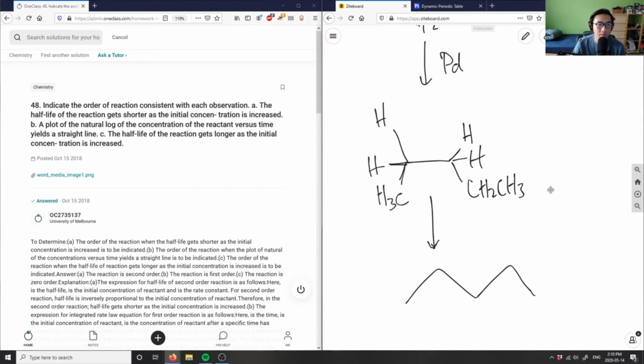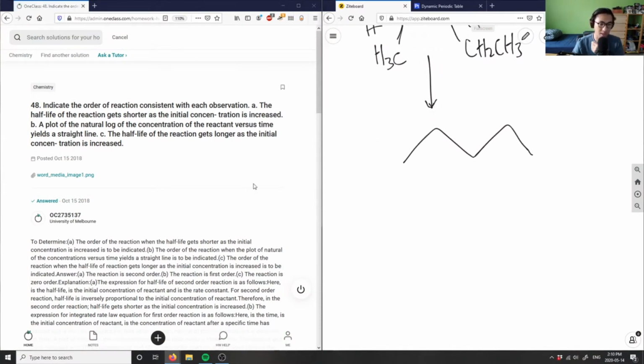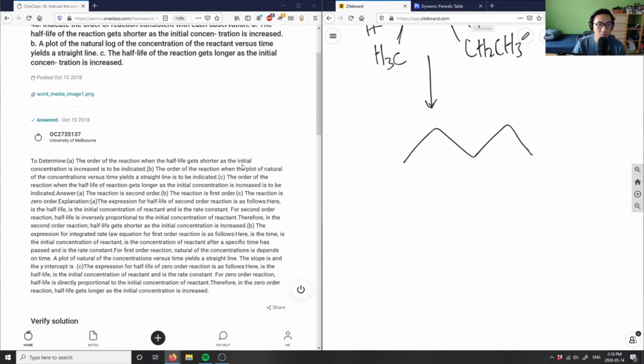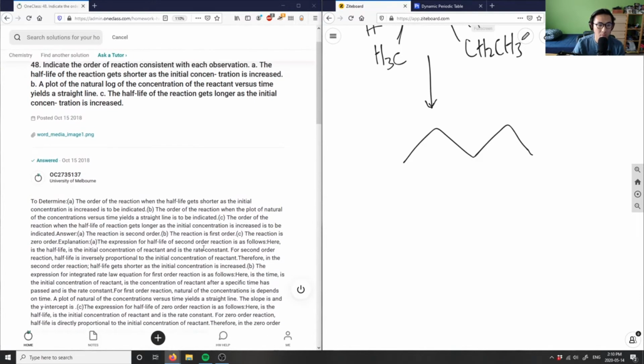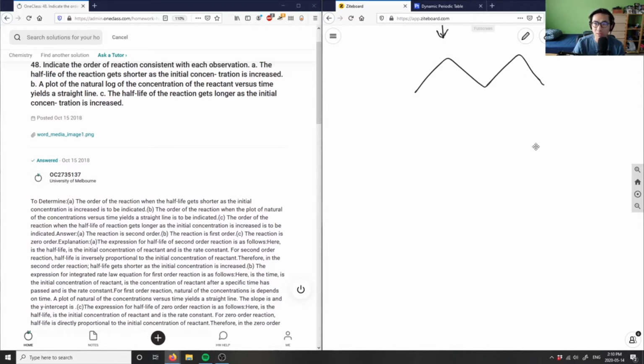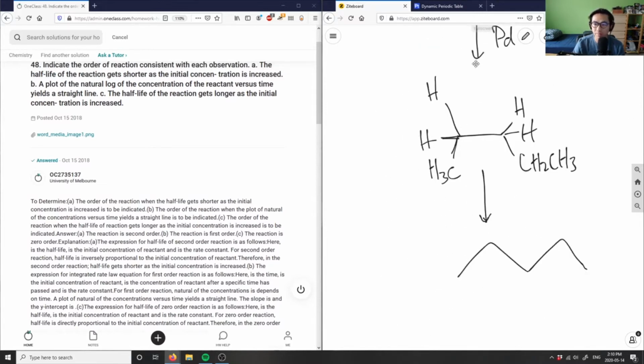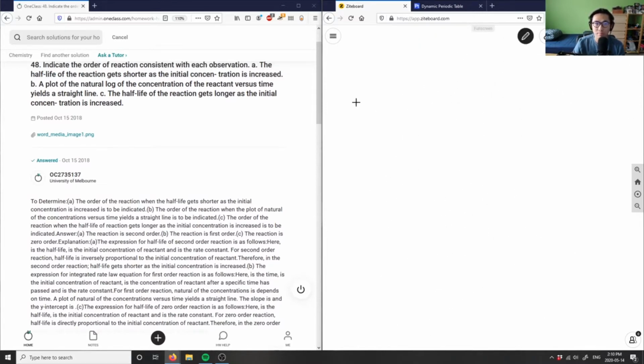Okay, let's look at this problem here. Let's indicate the order of a reaction consistent with each observation. So this solution doesn't really tell us anything here, but I'll read that for us as well. So this is number 3, right? Number 3 is asking: indicate the order of reaction consistent with each observation. This is A here, the half-life.